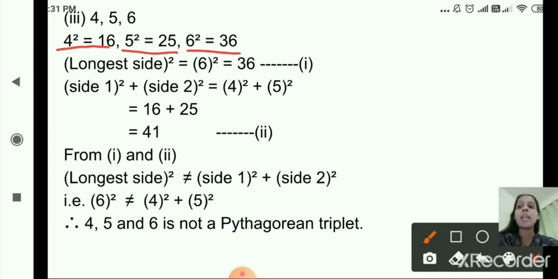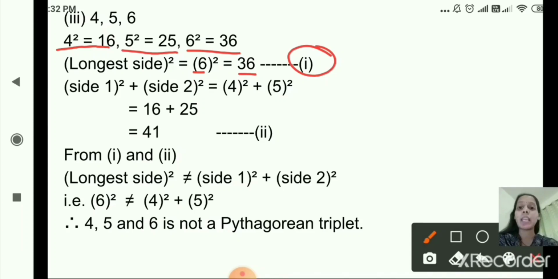Now after writing the squares, what is the next step? Yes, the longest side. 4, 5, 6. Which is the longest side here? That is 6, correct? So longest side square, that is 6 square, is equal to 36. Now this is the first statement. Okay, what is the first statement? First we'll find out the longest side square.